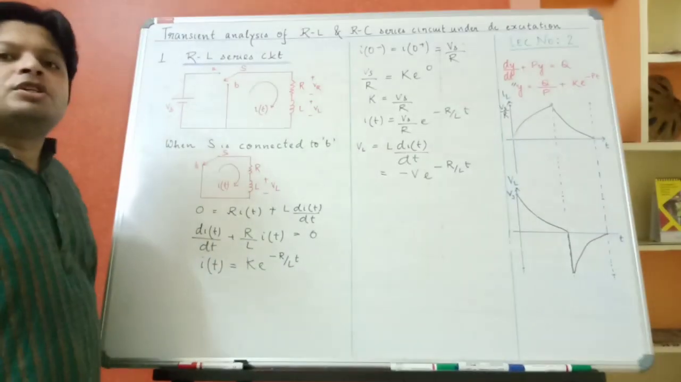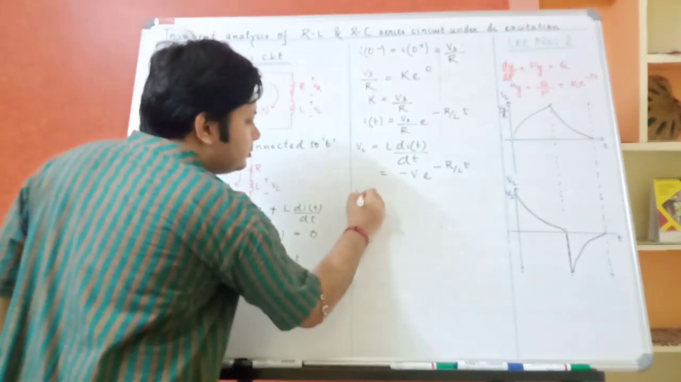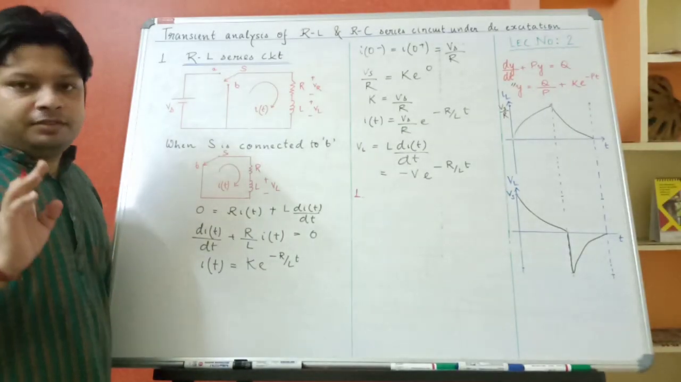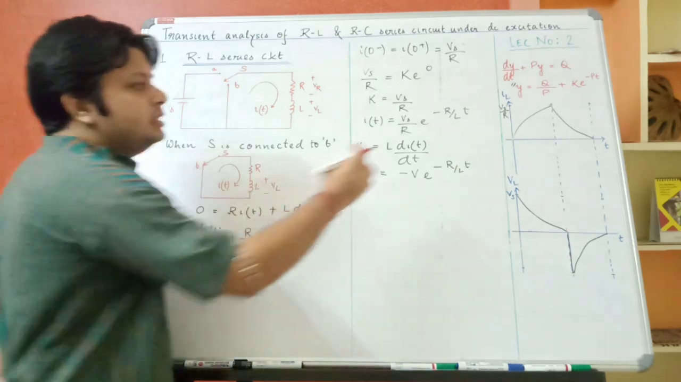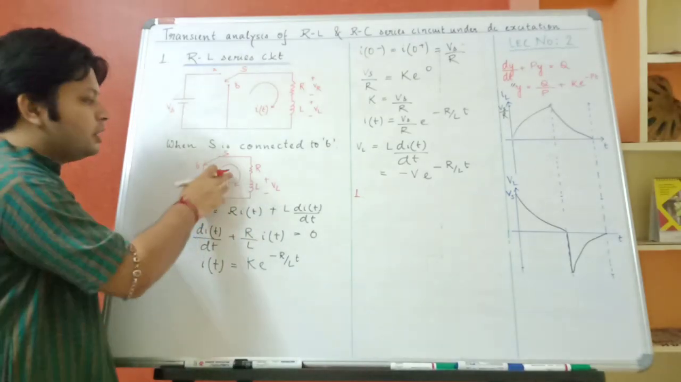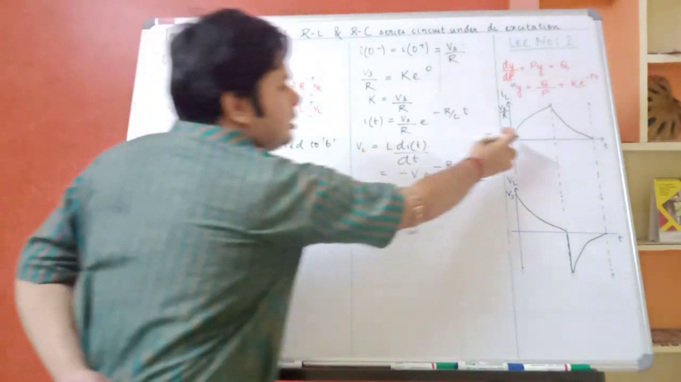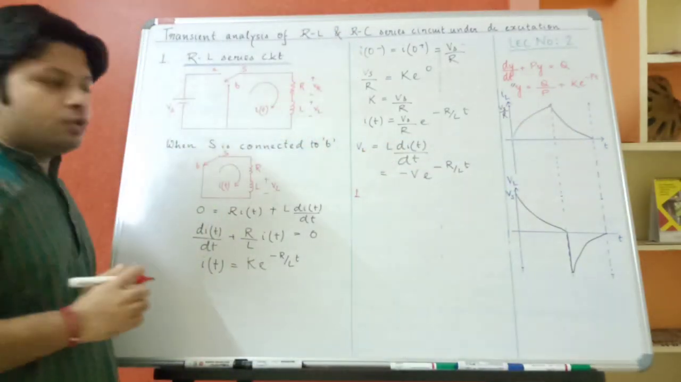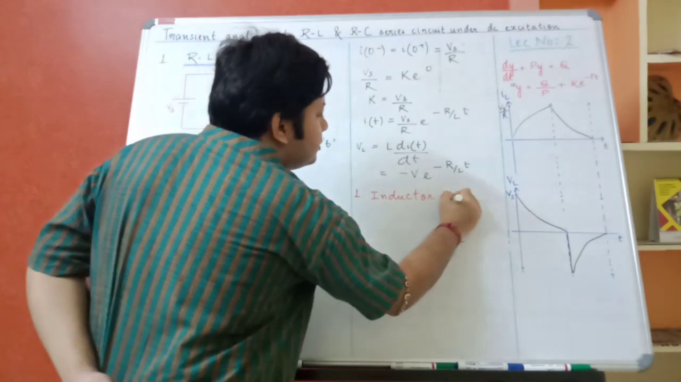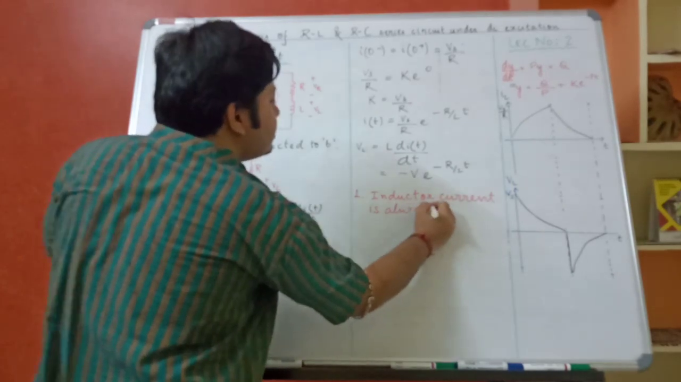So, two very important conclusions we have to make from here. Number one, the inductor current cannot be negative. Inductor current is always positive. This is a charging curve. When it was connected to the source, the inductor was charging. Now the inductor is discharging through the resistor to ground. This is ground over here. So inductor current during charging and discharging is positive. So inductor current is always positive.